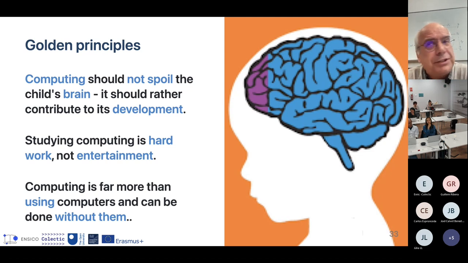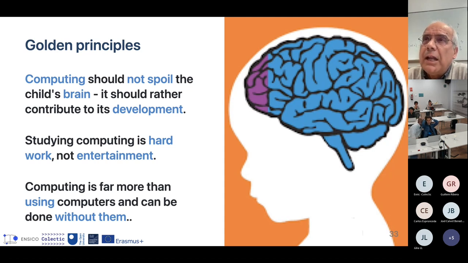Studying computing is not entertainment. It's not robots in the classroom for them to... No, that's entertaining. That's entertainment. It should be a hard course. It should be something with its theory, well, in the future, not exactly at this stage. And it's far more than using computers. And it's actually quite dangerous, in our opinion, to start the plugged mode too early.